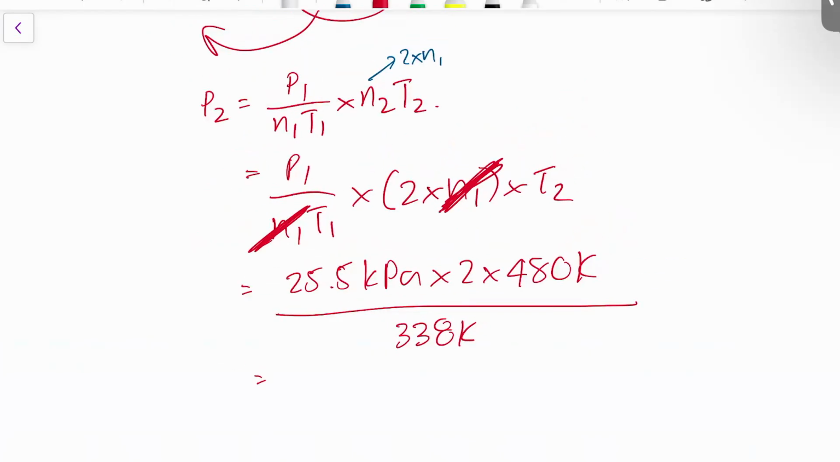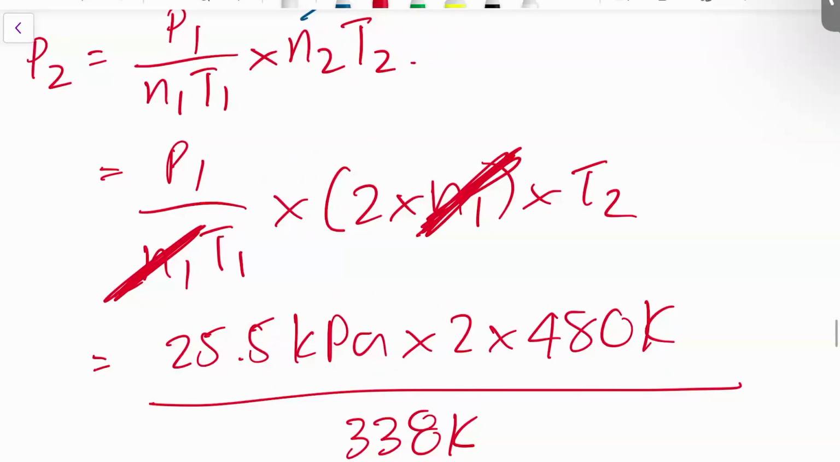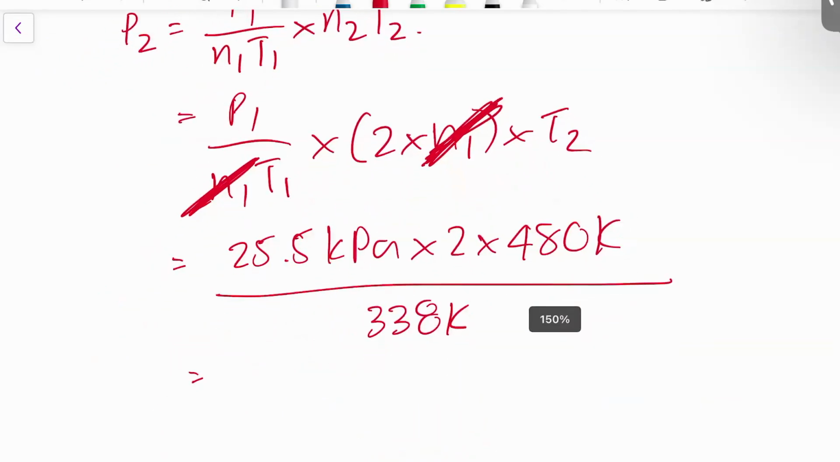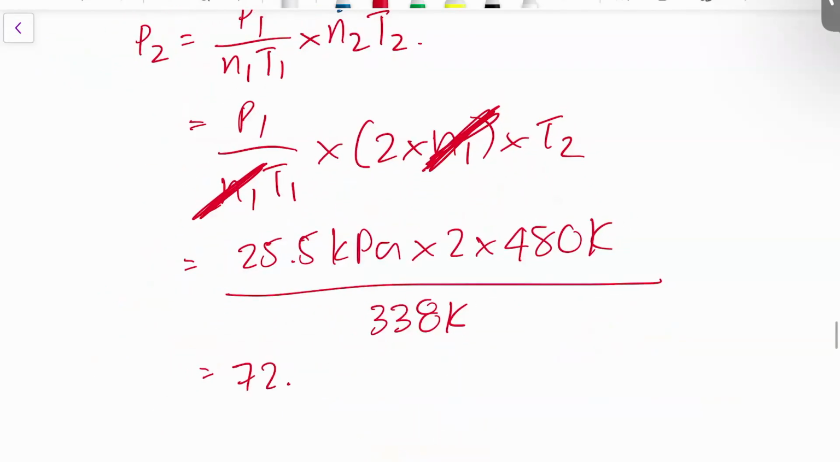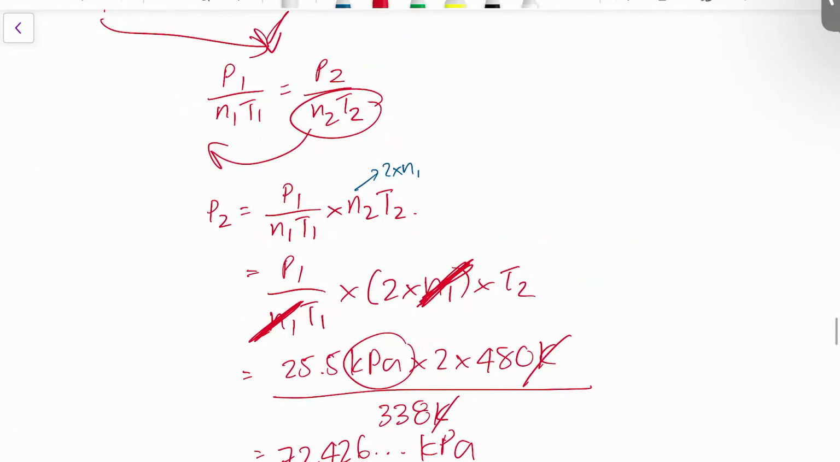What is your second pressure? Is T1 not just under P1? Oh yeah, it is, but when you're multiplying, you just combine the whole thing. This isn't like adding where it has to be separate, right? If you're multiplying, it'll just go together. 72.426 dot dot dot. And then keep the same units. Your kelvins cancelled out. The only unit left is kPa. Okay. And then round off as usual for your calculation questions.